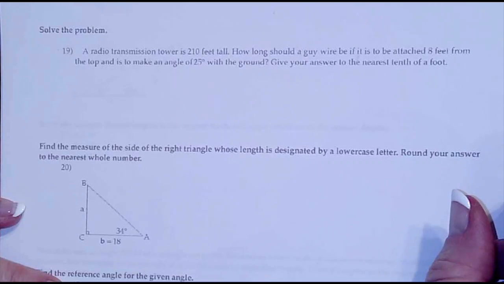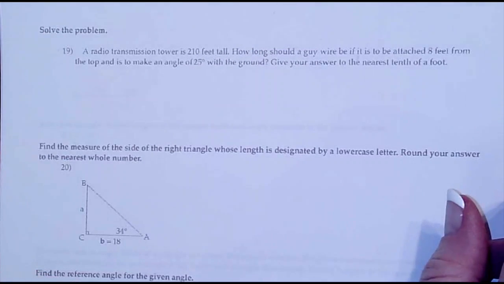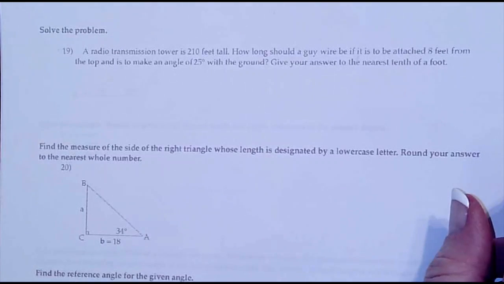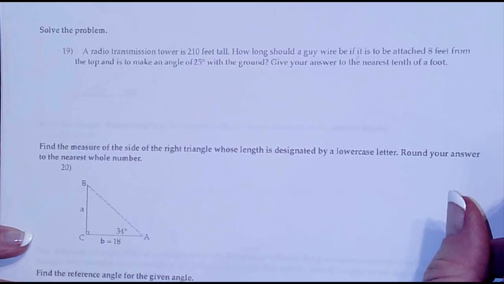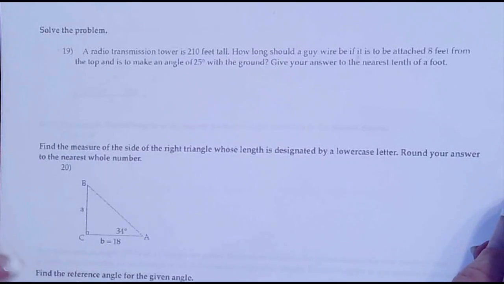A radio transmission tower is 210 feet tall. How long should a guy wire be to be attached 8 feet from the top and to make an angle of 25 with the ground? So the thing that you got to remember is, if you go down on Broadway Extension there by Edmond, there's those towers with the red lights. All those diagonal lines that are attached are called guy wires.